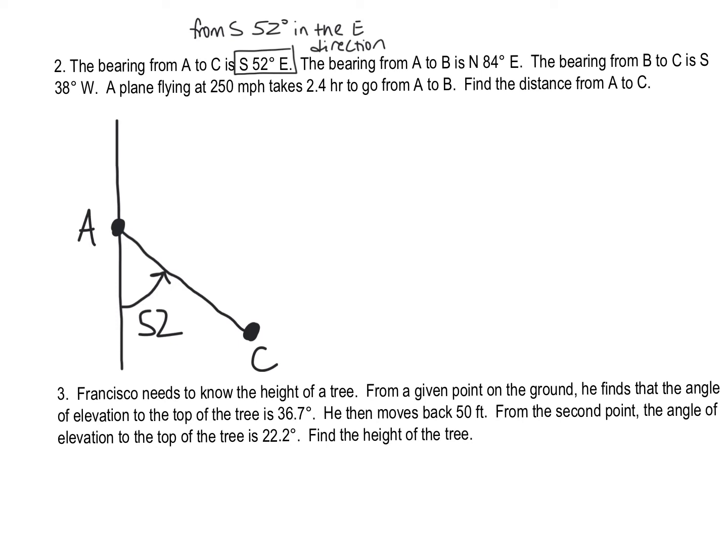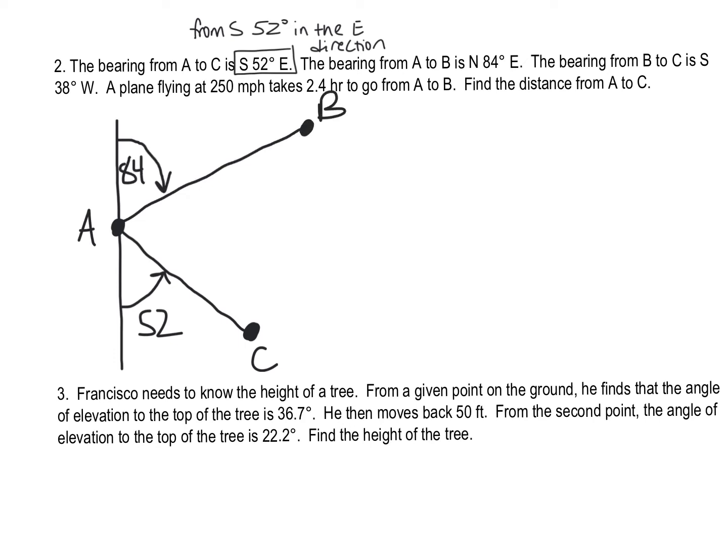And the bearing from A to B is north 84 degrees east. Okay, so that's a normal type of bearing like we did in the first problem. From the north, move 80-something degrees this way. Okay, so I'm going to draw here. This is 84, again towards the east direction. And this is B out here. Okay, so that's 84, that's 52.